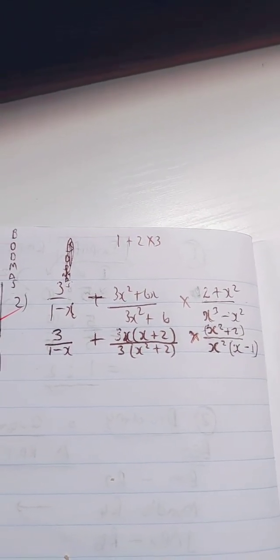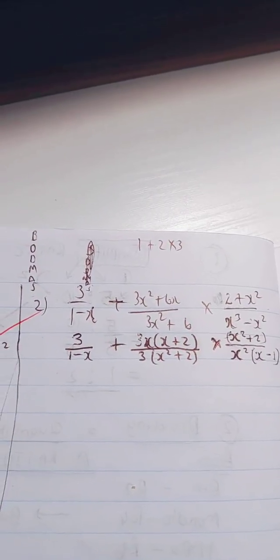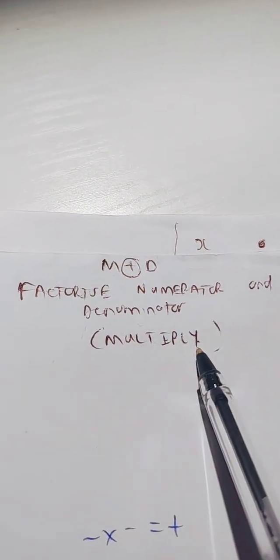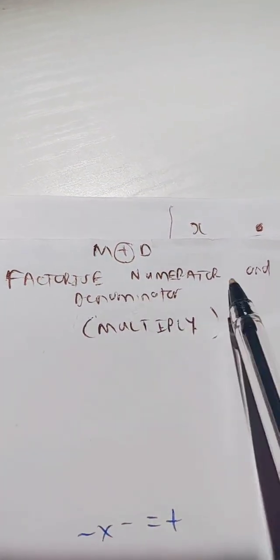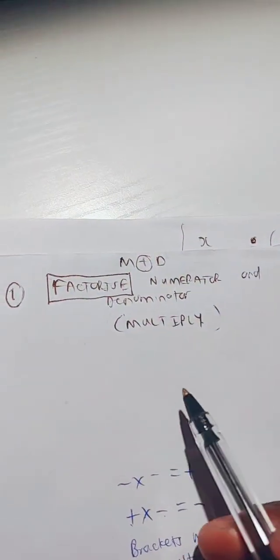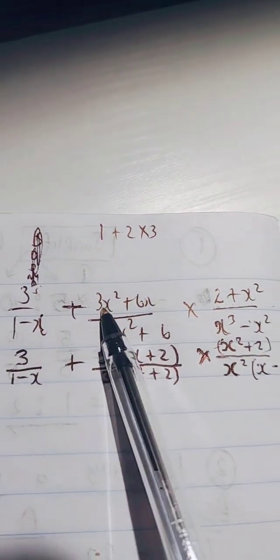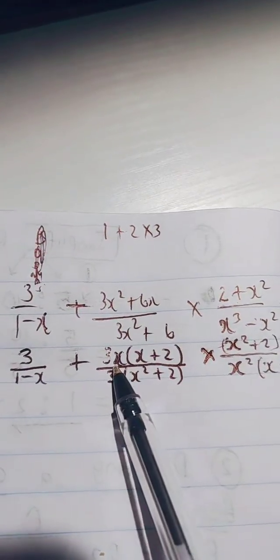How? Remember, the method is, when I am multiplying and dividing 2 fractions, I look at the numerator and the denominator and I factorize where possible, applying an appropriate factorization. So in this numerator, I can see that there's a highest common factor of 3x. Then inside I'm left with x plus 2. In this denominator, there's a highest common factor of 3. Then I'm left with x squared plus 2, close brackets.